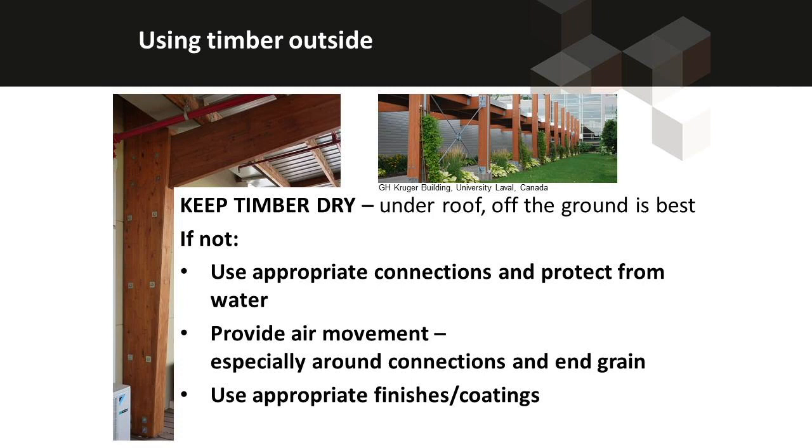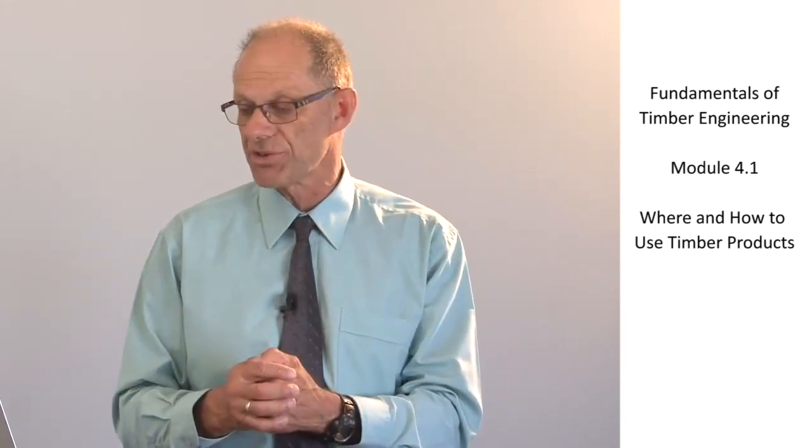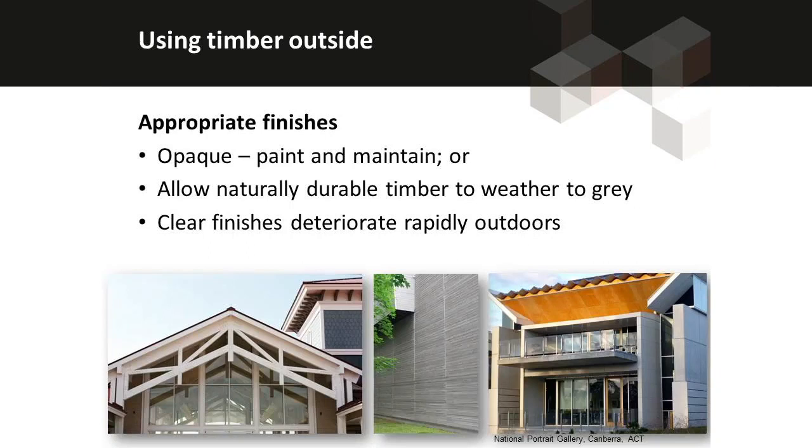We provide air movement around connections, and particularly around the end grain, so that any moisture that gets onto the timber can be removed by natural air movement. We're also going to use appropriate finishes and coatings to try and keep moisture out of the timber. And what are appropriate finishes? The ones that work best are opaque and light colour. They keep the sunlight off the timber and they stop the timber from getting too hot.